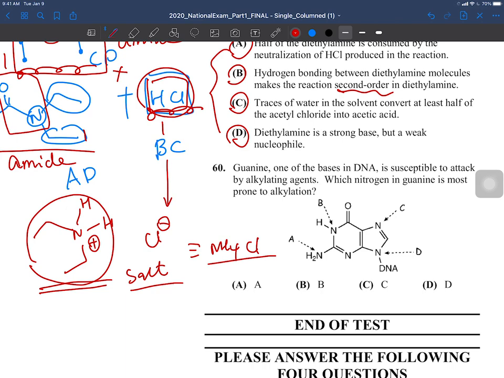Alkylation means you have an R group, and the R group is going to bind with the nitrogen and make the nitrogen carry a positive charge. So basically, the R group is partially positive, and the nitrogen will attack the R group and make a bond between the nitrogen and the carbon in the R. So I would still prefer the method of elimination. I don't know, I would choose C. Is C the correct answer?